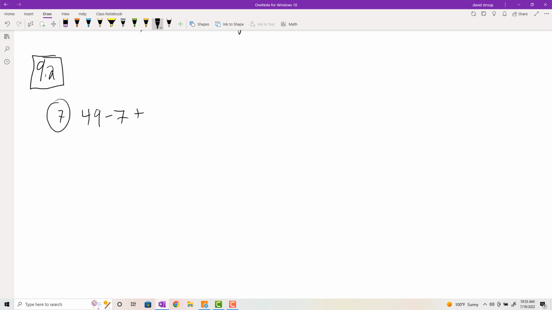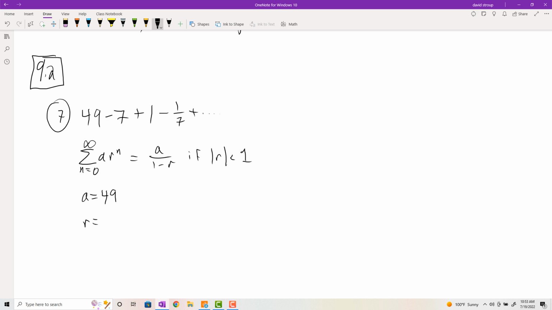So 49 minus 7 plus 1 minus 1/7 plus ... The formula for the geometric series, which you should have memorized, is the sum of a times r to the n from n equals 0 to infinity, and that equals a all over 1 minus r when the absolute value of r is less than 1. The a value is just basically the first term you see in the series. So for us in problem 7, it's 49.